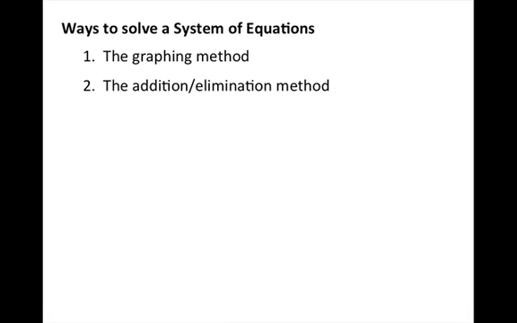The second was the addition-elimination method. This is where we got opposites as the coefficients for either one of our variables. We then added the equations together to eliminate that variable, solved for the remaining variable, plugged that back into the equation to find the other variable, and then we wrote that answer as an ordered pair. Now we're going to look at a third method, which is the Gauss-Jordan elimination method.